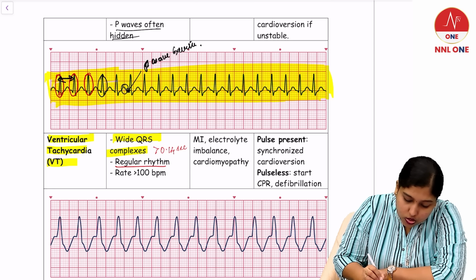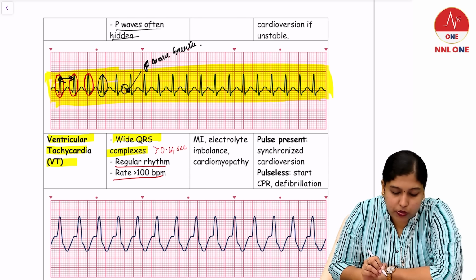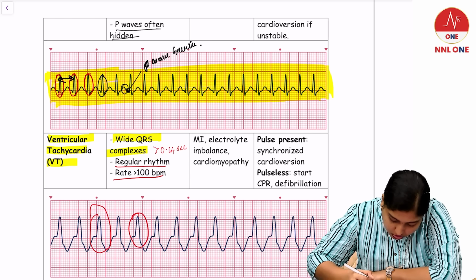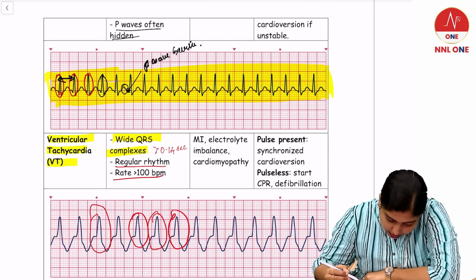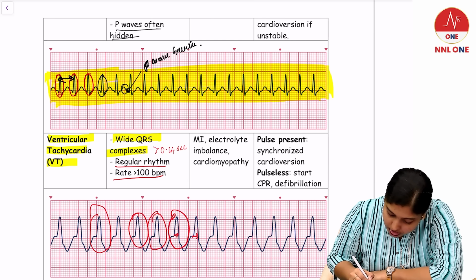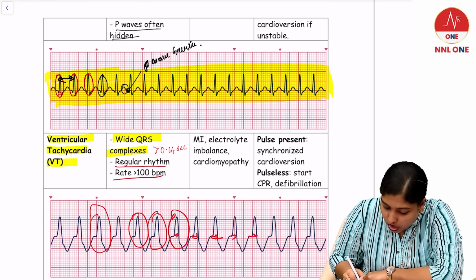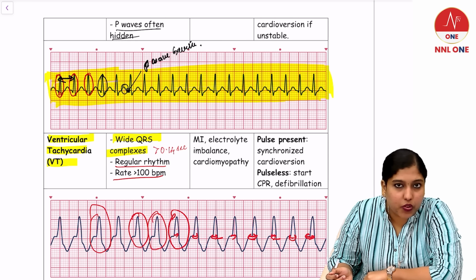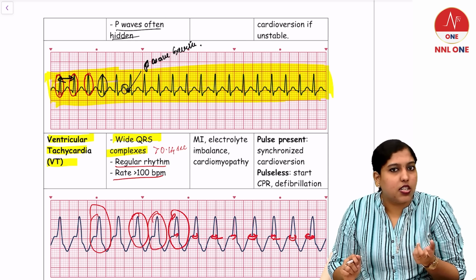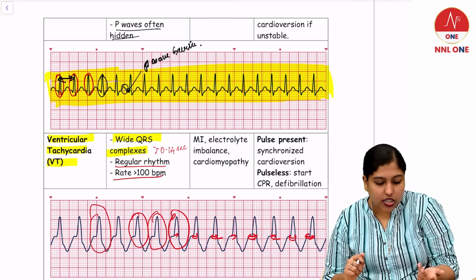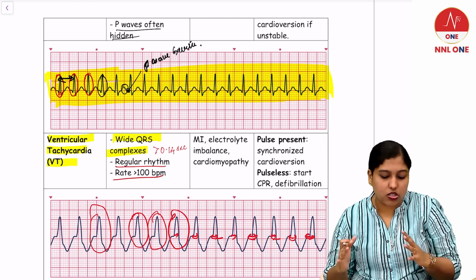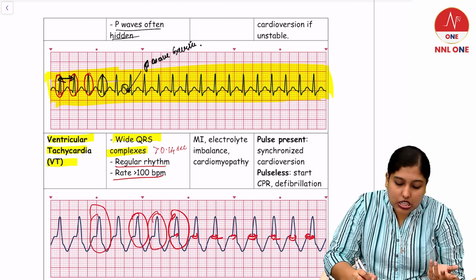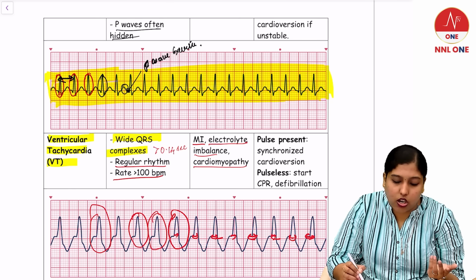Here also the rhythm will be regular, and the rate is going to be greater than 100 beats per minute. So when you see a wide QRS complex rhythm with a regular pattern, with a QRS greater than 0.14, you come to the conclusion it is ventricular tachycardia. Ventricular depolarization is indicated by the QRS complex. VT is seen in MI, electrolyte imbalances, and cardiomyopathies.